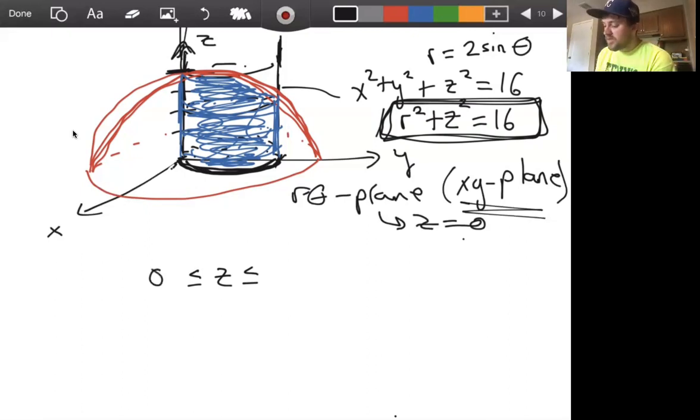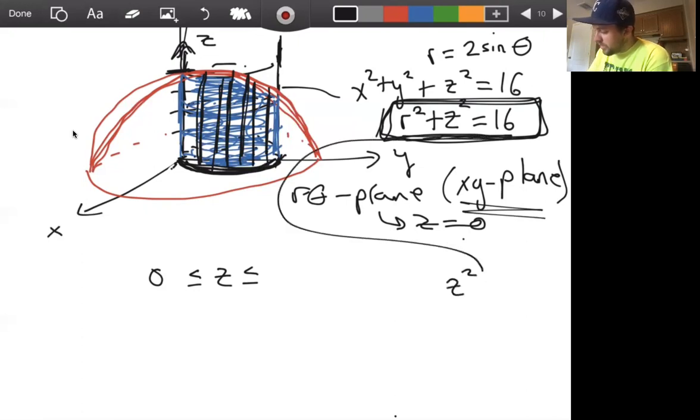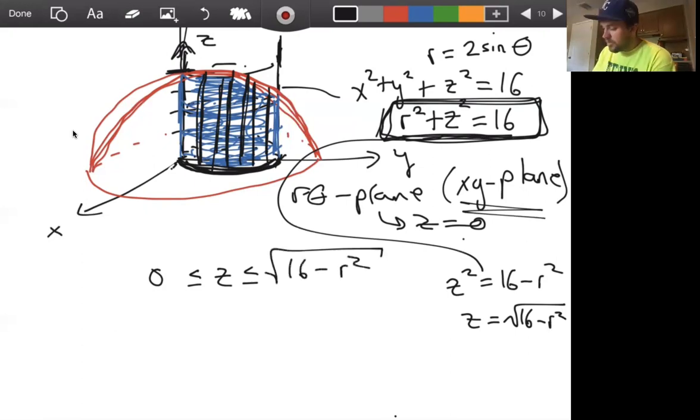And then our upper bound is a function, right? How high we can be from the r theta plane depends on our r and theta coordinates. Or more precisely, not even our theta coordinates, just our r coordinate. And so because of that, we have this function that's describing our bound, and it's z squared equals 16 minus r squared, or z equals root 16 minus r squared. And so our upper bound is root 16 minus r squared. All right.